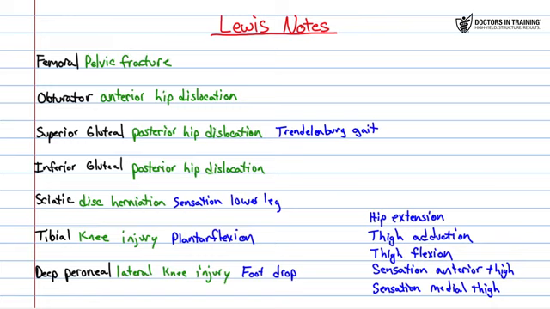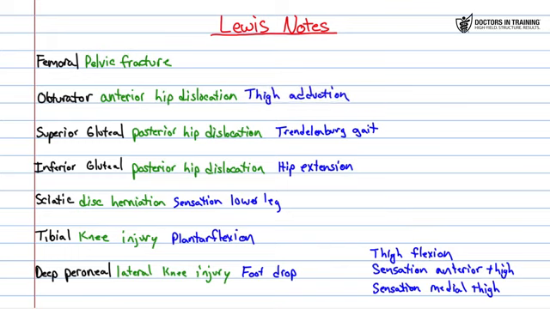Hip extension, this one's a little bit non-specific, but when I think of hip extension, I think of my inferior gluteal. There is some of that with superior gluteal as well. Thigh adduction, that's going to be over here with your obturator nerve. We're going to pull that there. Thigh flexion is going to be right above that, so femoral and obturator work side by side.